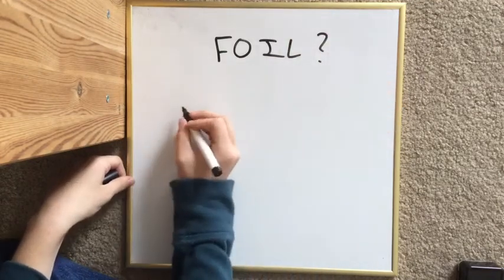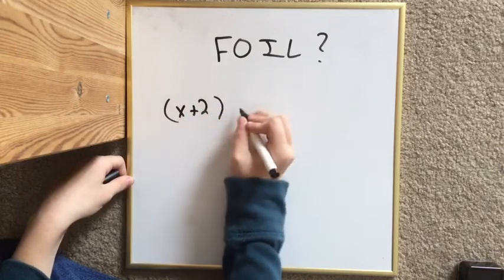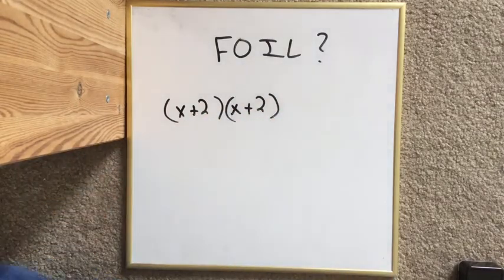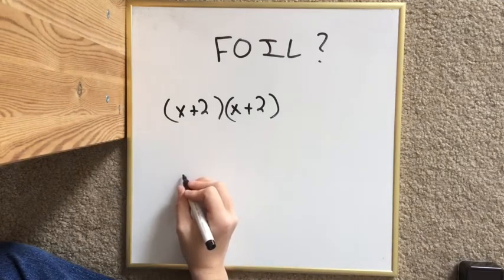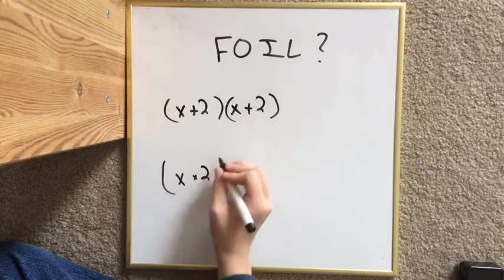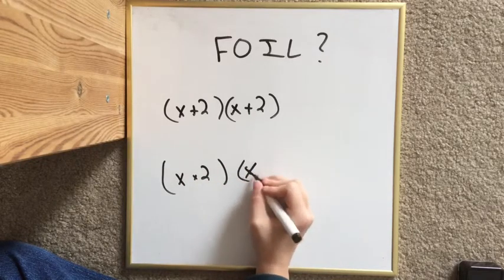Okay, so that is how we do that. I'm going to do a little bit more on this. How do we know when to FOIL? Well, I'm going to write down two problems, and we're going to figure out why or why not we need to FOIL for them. Because this is important. You don't want to FOIL at the wrong times.